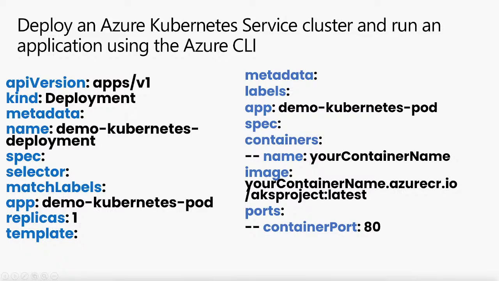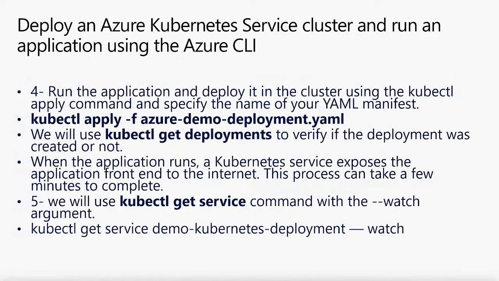We will use kubectl apply for that. We will see after how we can call the name of your YAML manifest in this way. So kubectl apply with azure-demo-deployment.yaml, the file that we created before, and we will use kubectl get deployment to check if the deployment was created or not.